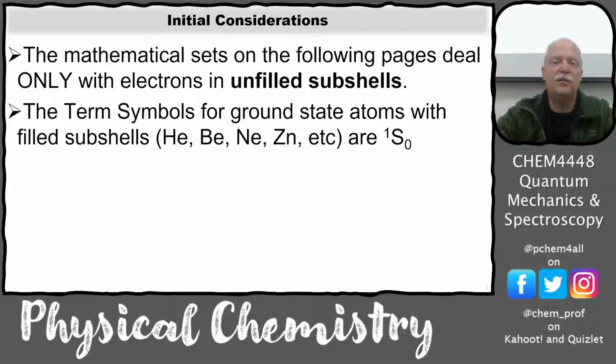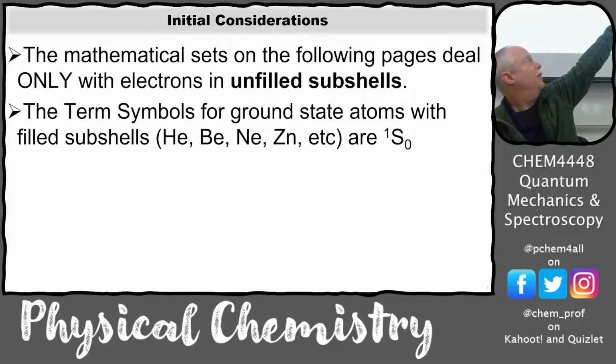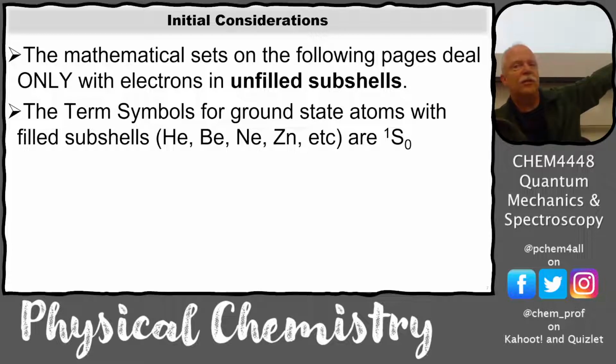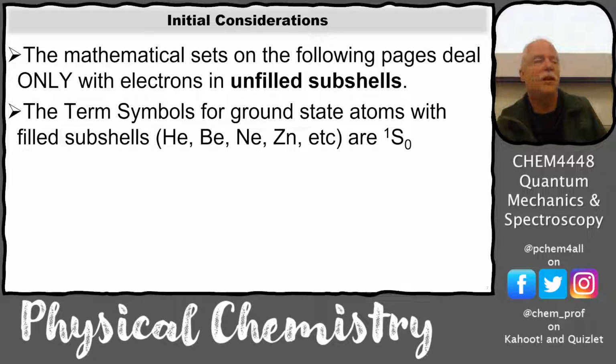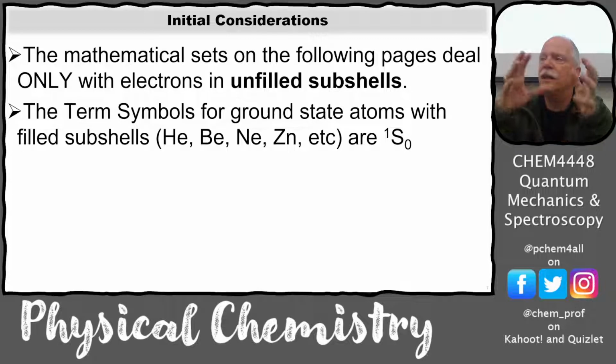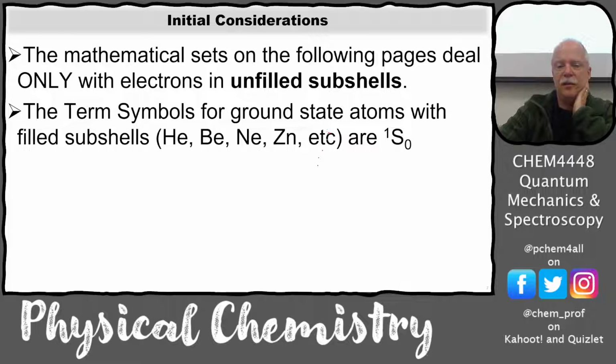So then the term symbols for all those ground state atoms with filled subshells are singlet S0, singlet S0. So you can know that. For all of the group 2, those are 2s2 orbitals. Those are filled subshells. So those are going to be the ground state, singlet S0, noble gases, the zinc group, so the d10 group. All of those that have fully filled subshells are going to be singlet S0, these terms that we're dealing with. So that's the term symbol right there.